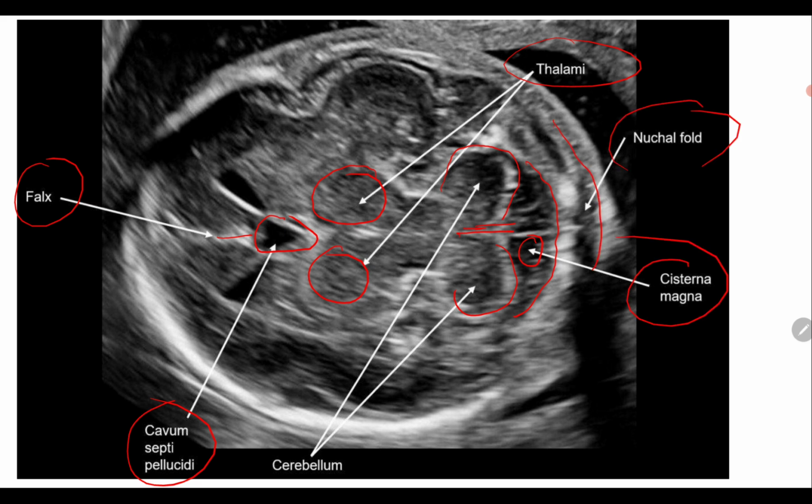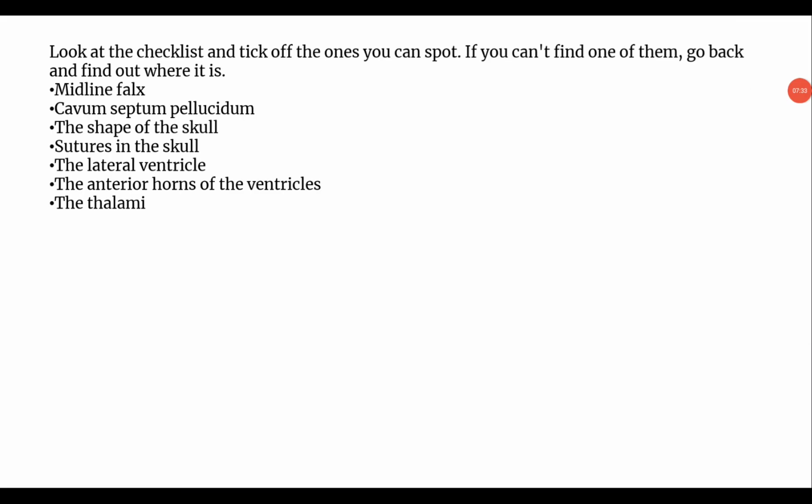So these structures have to be visualized in the transcerebellar plane. Look at the checklist. You have a checklist. Tick off the ones you can spot. If you can find one of them, go back and find where it is.